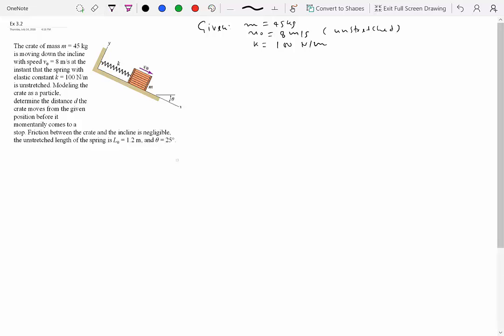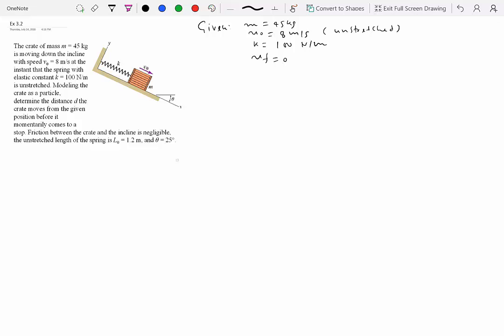Modeling the crate as a particle, determine the distance d the crate moves from the given position before it momentarily comes to a stop. It says momentarily because the spring is going to be stretched and it will have a restoring force to pull the crate back up. So the question is, for the first time when it stops, at that moment, of course, the velocity, let's call it Vf, would be 0. So what is the distance traveled before it momentarily comes to a stop?